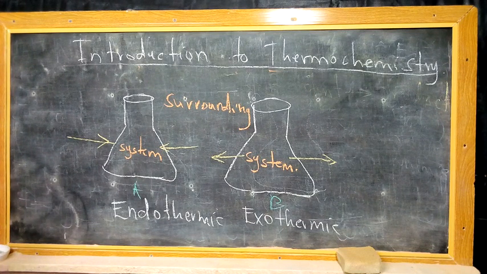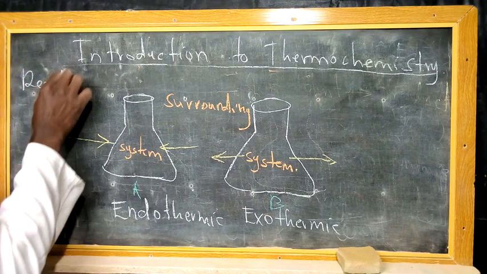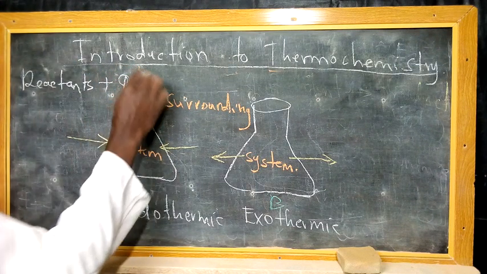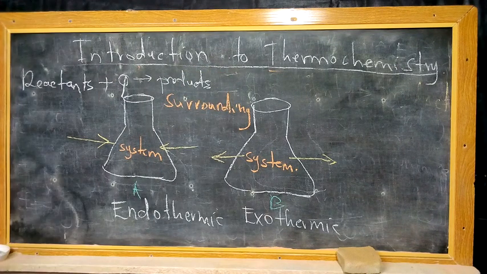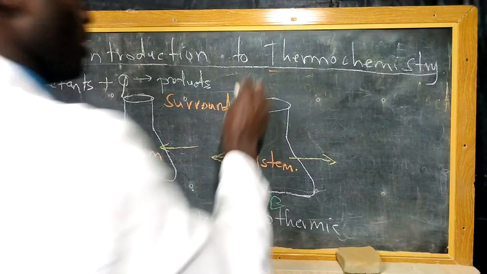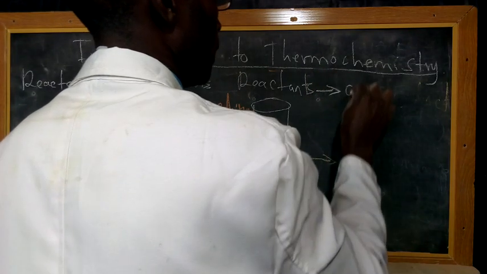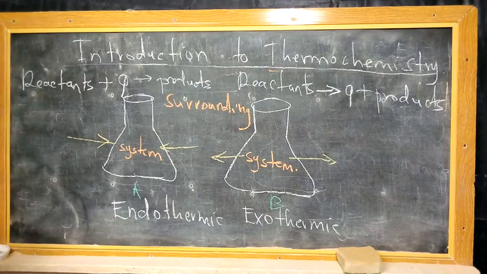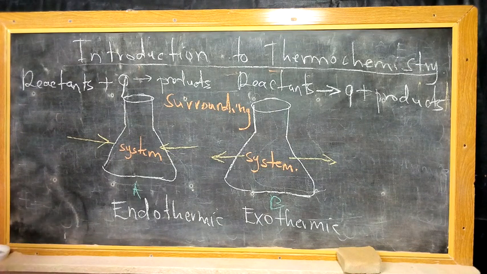Now for the first scenario, we use this general equation: reactant plus heat, where heat is taken into the system, equals the product. Now for scenario 2, that is for exothermic, we'll have the reactants equal the product plus heat. So basically speaking, or in simple terms, in this case heat is taken into the system, and in the other, heat is dissipated or taken away from the system.